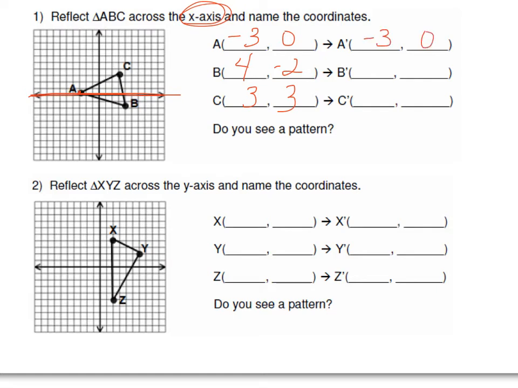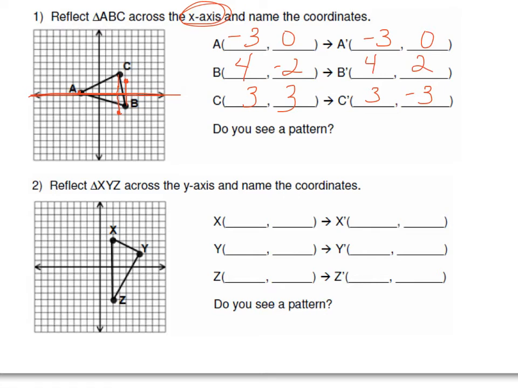Next, my C, if you count up, it is 3 spaces up, so I need to go 3 spaces below. So that would be at 3, -3. For my B, it is 2 spaces below, so I need to go 2 spaces up, and then there would be my B. So it would be at 4, +2.